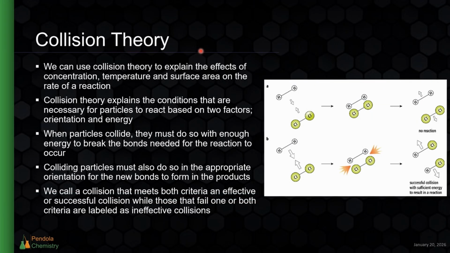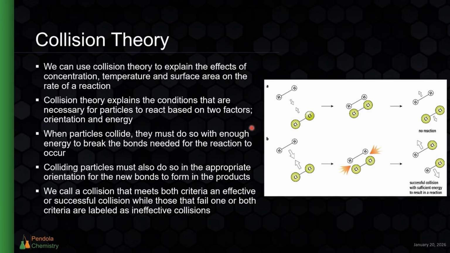Collision theory is something that we briefly mentioned and talked about when we discussed gases earlier, in chapter, I believe, it was chapter 4. We can use collision theory to explain the effects of concentration of the reactants, temperature, and the surface area of a reaction on the rate of a reaction. Collision theory is actually very simple. It explains the conditions that are necessary for particles of the reactants to have a successful reaction.